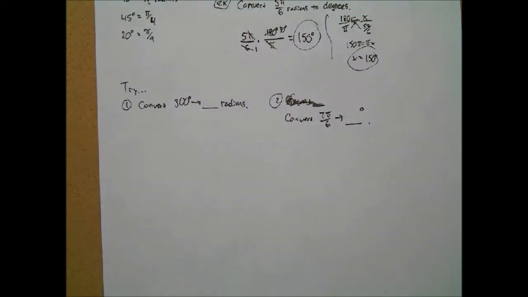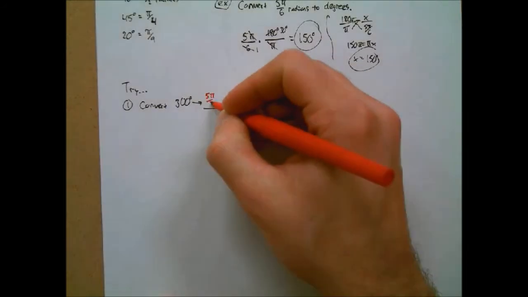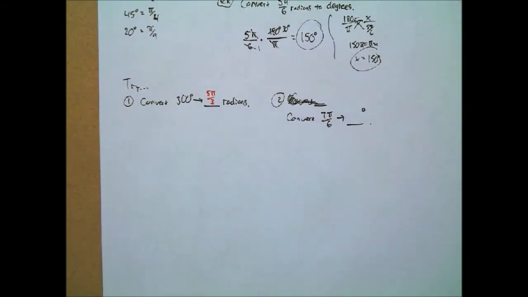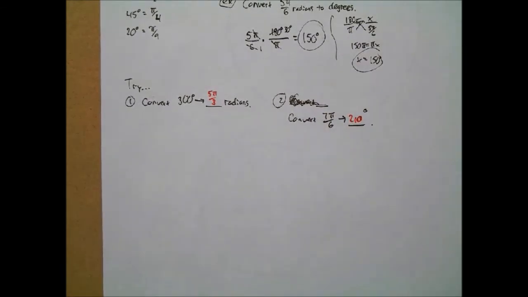5 pi over 3. Nicely done. And then how about 7 pi over 6? How many degrees is that? 210. That's right. Does anyone need to see either one of those done? Feeling pretty good about it? Okay, so that's introduction to radians.